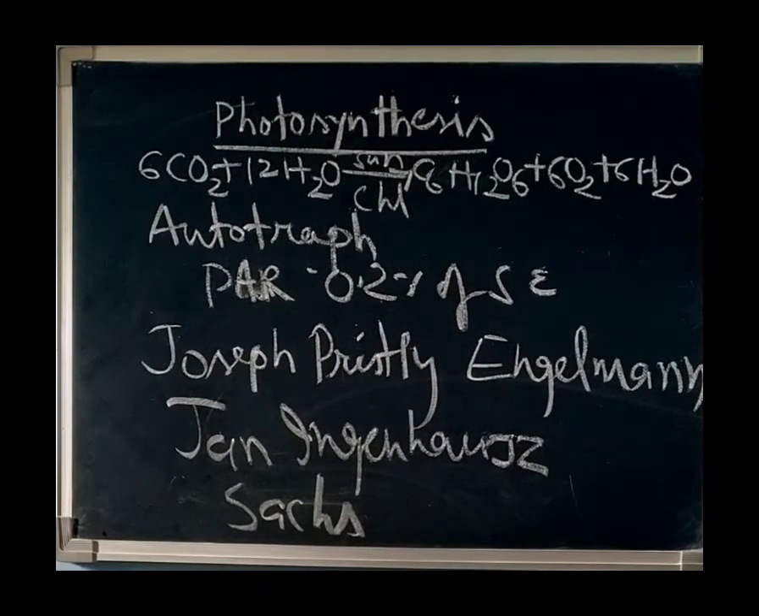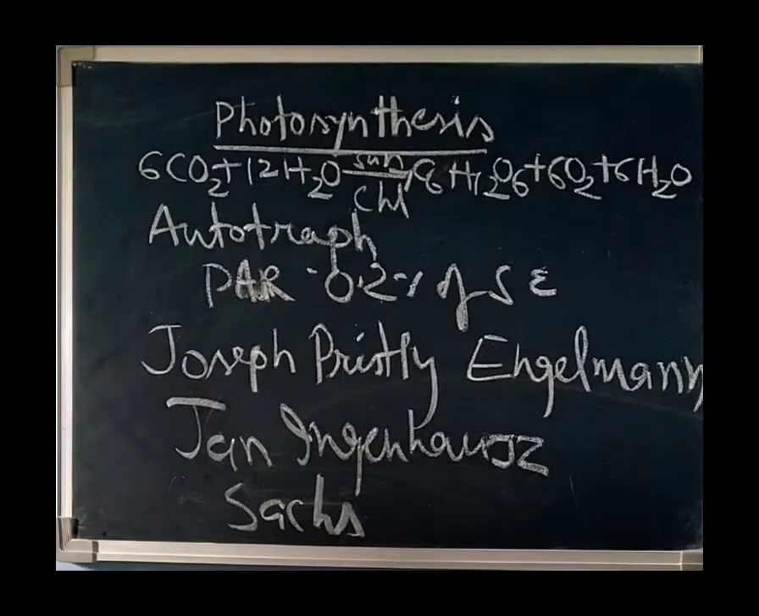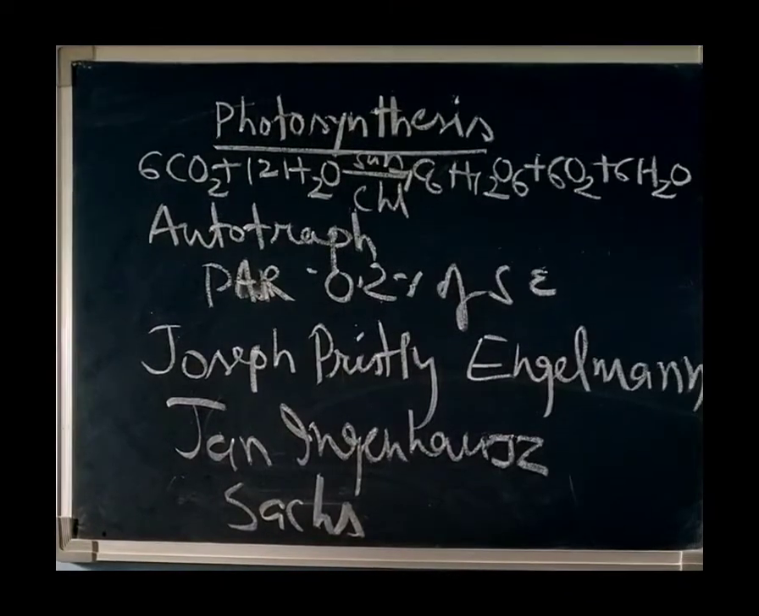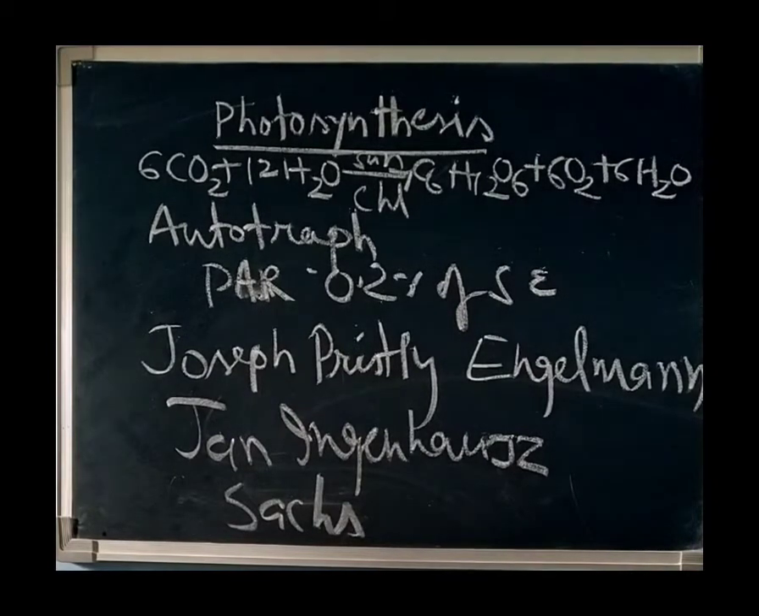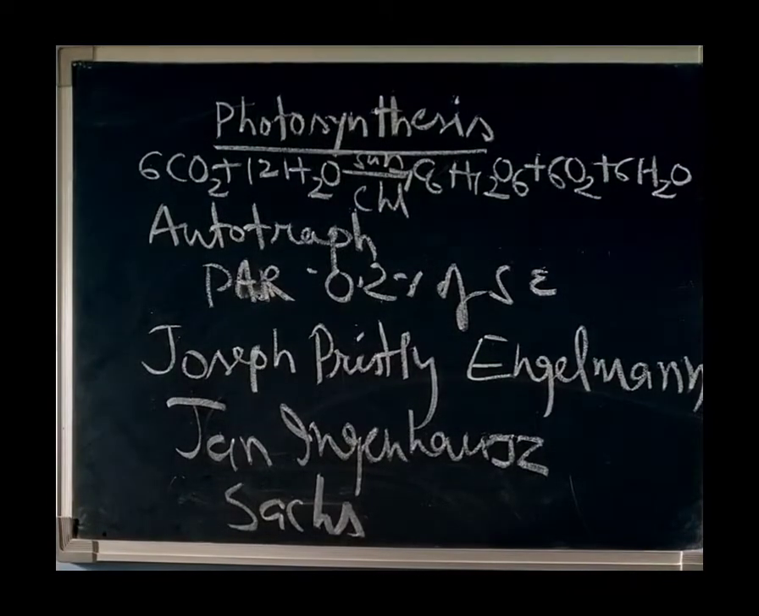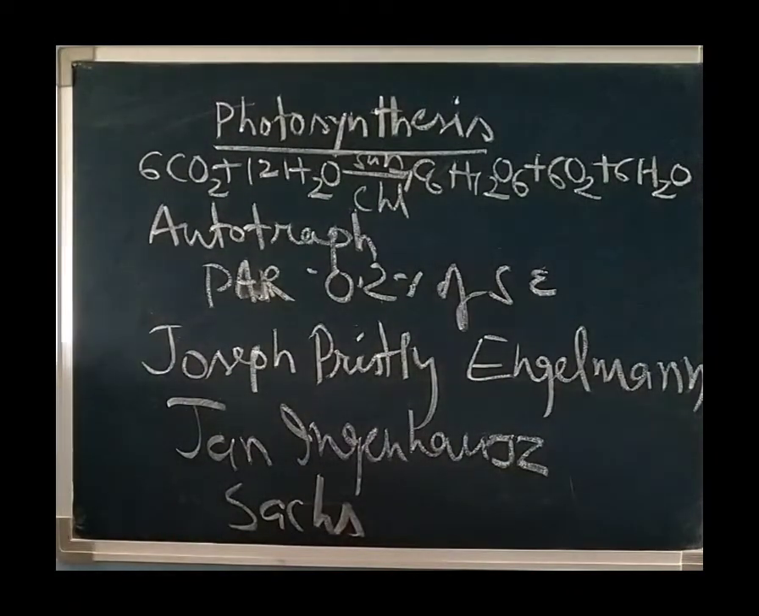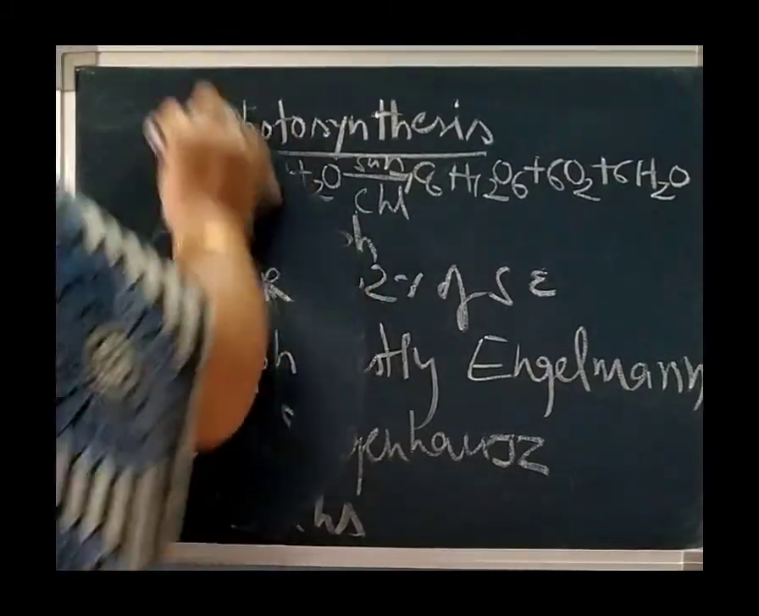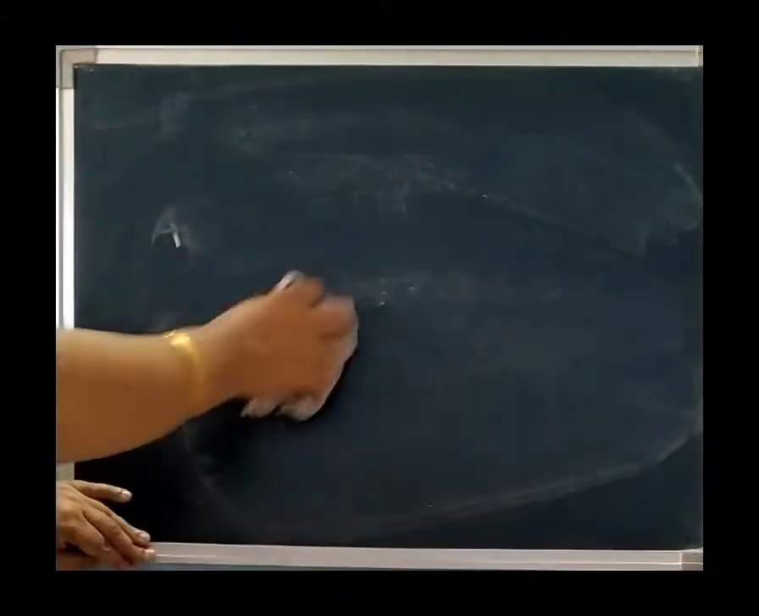Now Blackman's law, the principle of limiting factors, and there is one more scientist, that is Van Niel. Van Niel studied purple and green sulfur bacteria, and said that photosynthesis is a light dependent reaction in which hydrogen from an oxidizable compound reduces CO2 to sugar. Similarly, there is the Emerson effect. Robert Hill showed that evolution of oxygen occurs in the light reaction. So there are several scientists who put forward their views, and we will discuss the process in detail with the contribution of the different scientists.